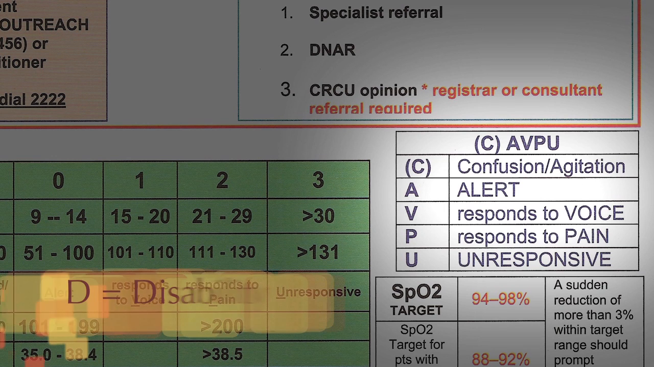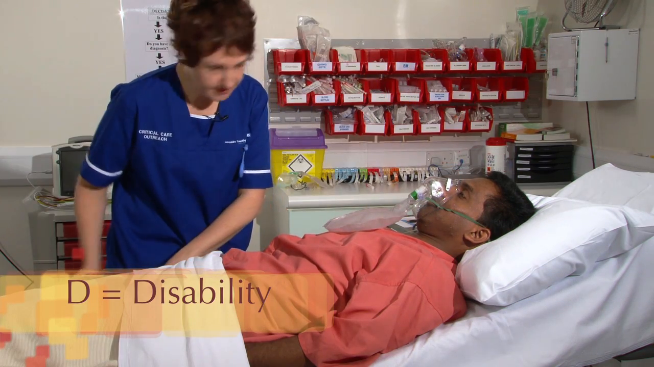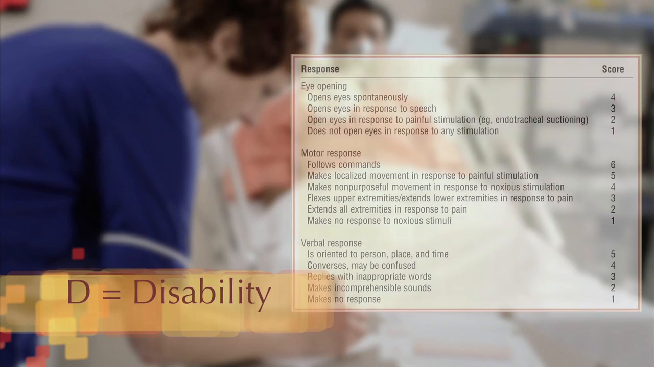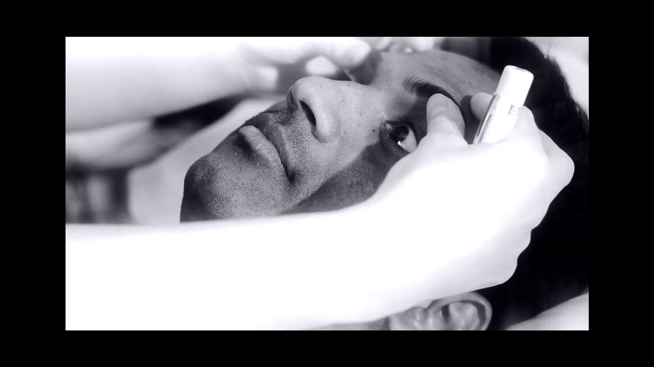D is for disability. Check and record the AVPU score. Also check blood sugar, as a high or a low blood sugar may affect conscious level. We're just going to check your blood sugar. A little stab on your finger there. If the patient is scoring anything other than an A on AVPU, consider undertaking Glasgow Coma score.